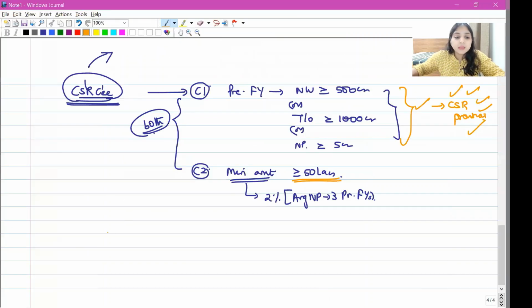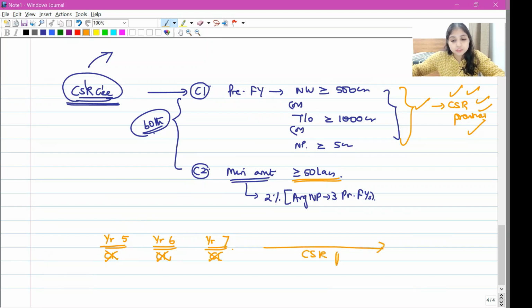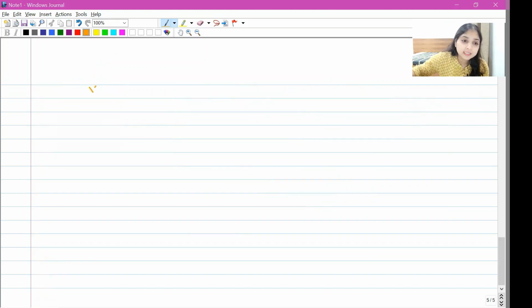Okay, then in 3 years continuously, if condition 1 is not fulfilled, then thereafter the company does not have to follow CSR provisions. Let me explain this to you. Let us say in year 3, CSR provisions were applicable to the company. Why? Because net worth was at least 500 crores, or turnover was at least 1000 crores, or net profit was at least 5 crores in the preceding financial year.